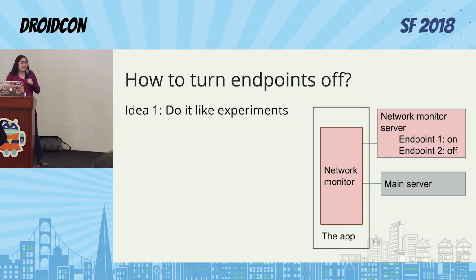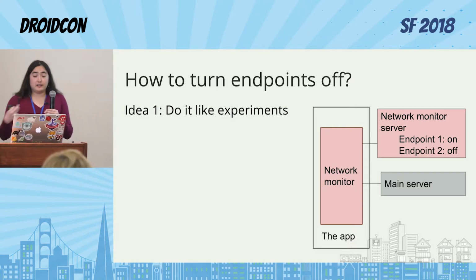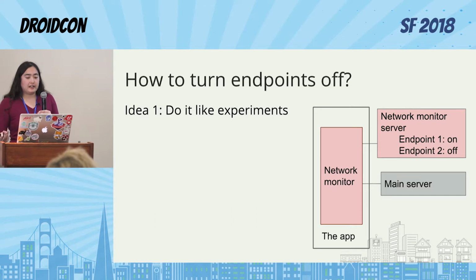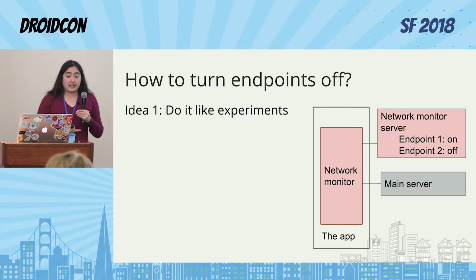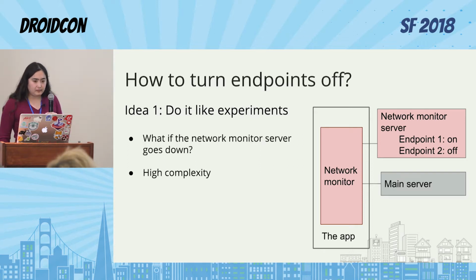So I kind of hand-waved how we actually are deciding whether or not to drop traffic. Our first idea was to have a dedicated server that's sort of isolated from the rest of our infrastructure, and hopefully thus less likely to go down, that serves a configuration to the network monitor and tells it what to turn off.